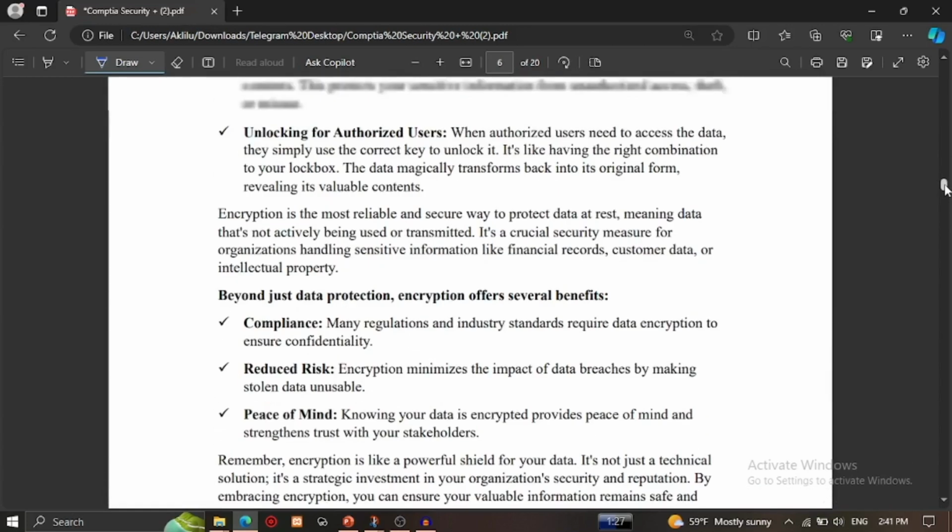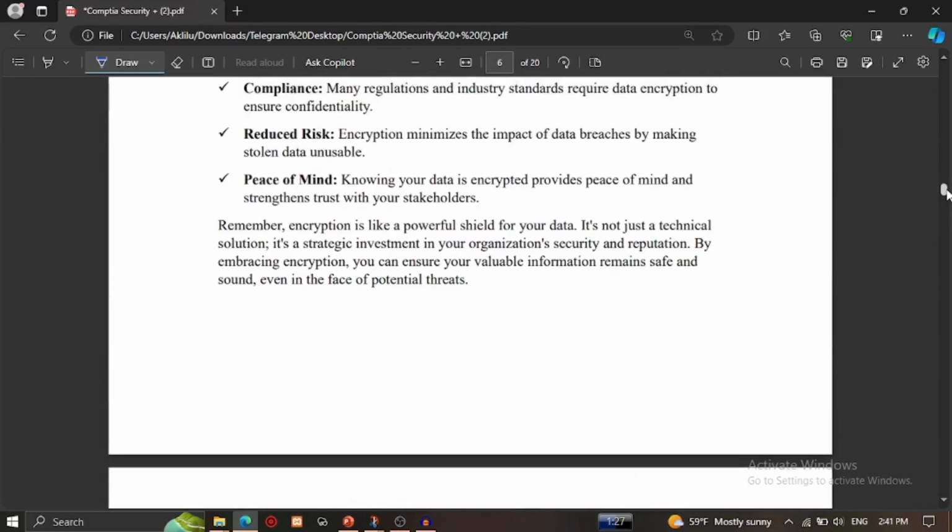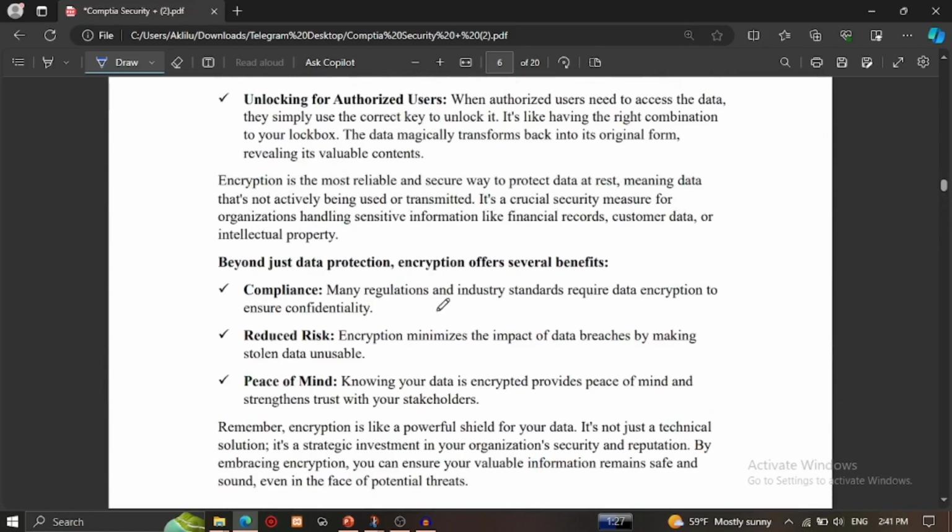So beyond this question, encryption can provide several benefits. The first is compliance. Many regulations and industry standards require data encryption to ensure confidentiality. Secondly, it reduces risk. Encryption minimizes the impact of a data breach by making stolen data unusable. Third is peace of mind, since knowing your data is encrypted provides peace of mind.